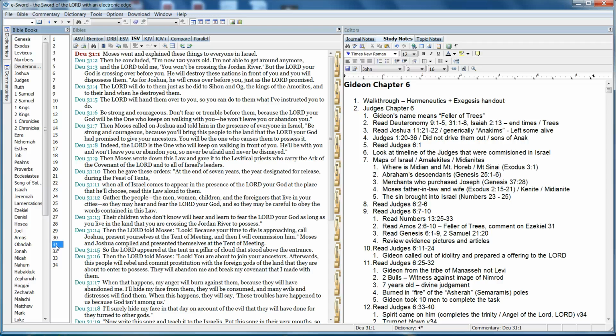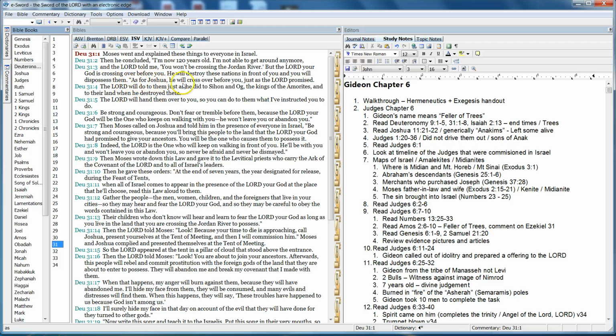Let's take a quick look here, verses 1 through 8. Moses went and explained these things to everyone in Israel. Then he concluded, I am now 120 years old. Am I not able to get around anymore? And the Lord told me, you won't be crossing the river Jordan, but the Lord your God is crossing over before you. He will destroy these nations in front of you, and he will dispossess them.